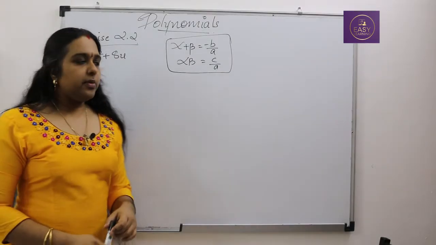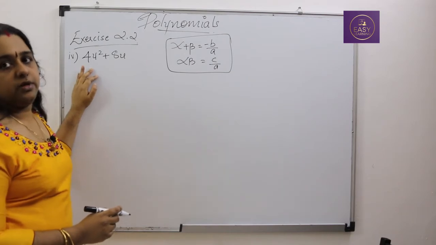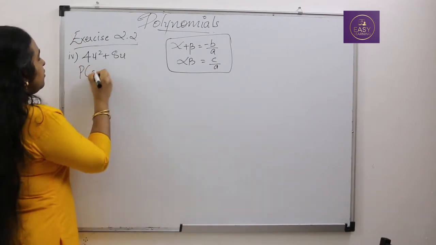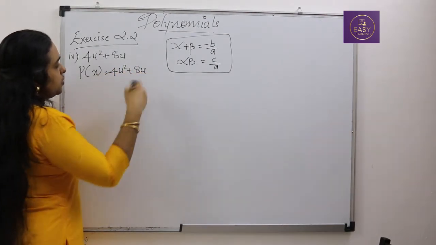Let's do our next problem. Next problem is 4u square plus 8u. So what is our first step? We will write it as p of x equals 4u square plus 8u.